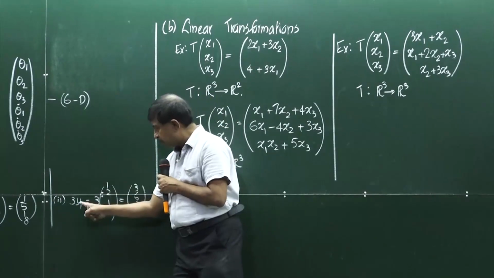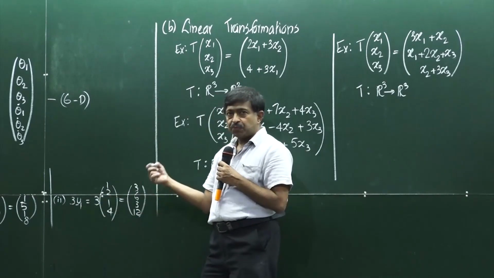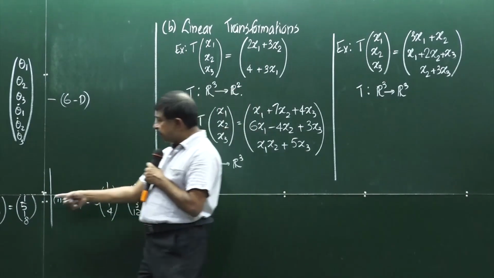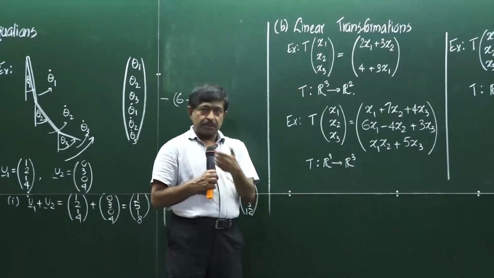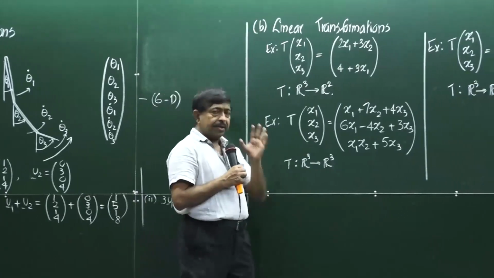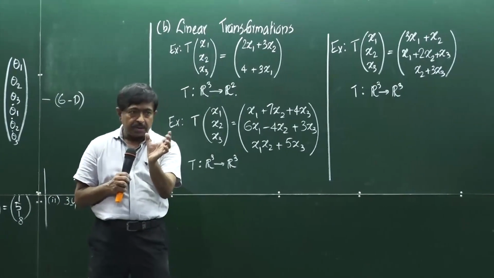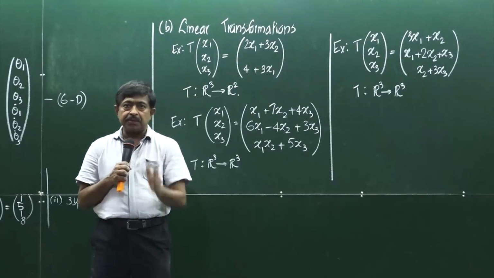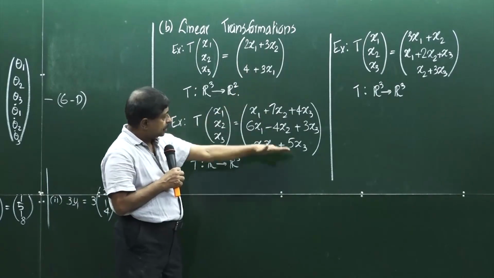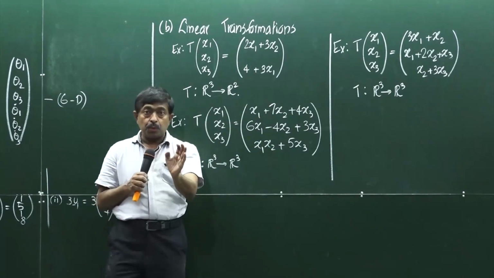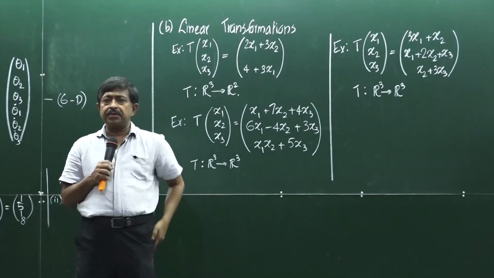Multiplication of a vector by a number. This is addition of two vectors. Simple. There you add numbers, right? So addition and scalar multiplication are used to come up with linear expressions. If the right hand side has expressions which are all linear, everything should be linear in there, then the transformation is linear.